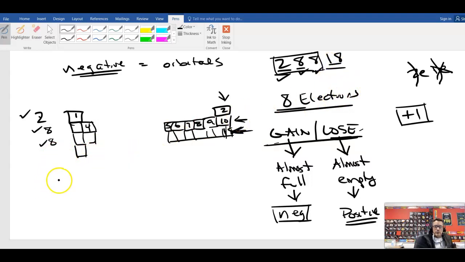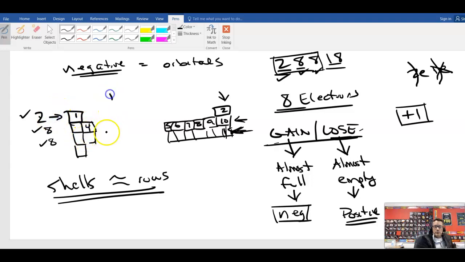So there is a relationship between the shells and the rows. Okay, so everything in the first row has 1 shell, everything in the second row has 2 shells, everything in the third row has 3 shells, and so on.